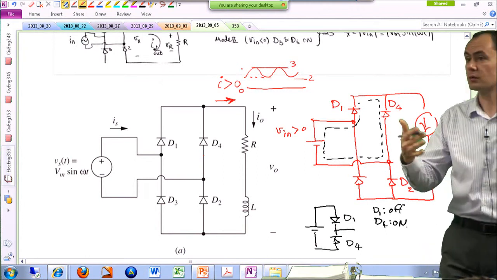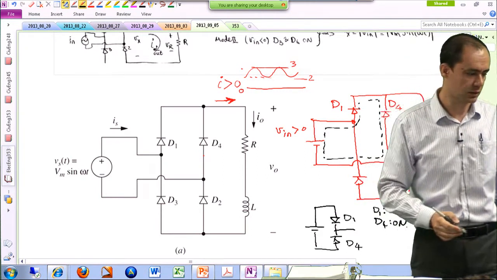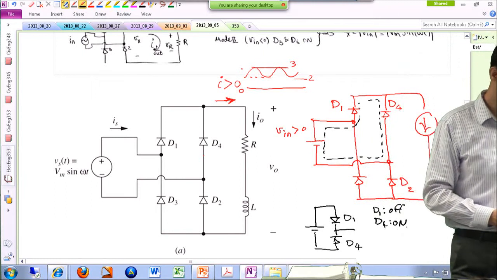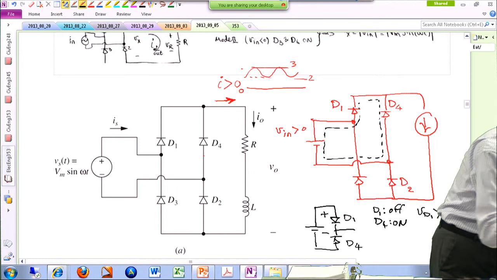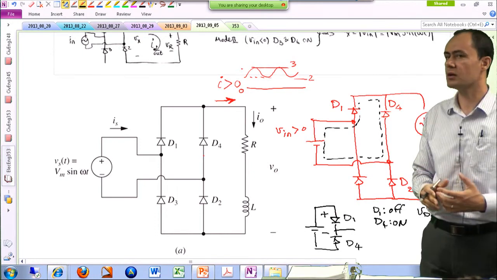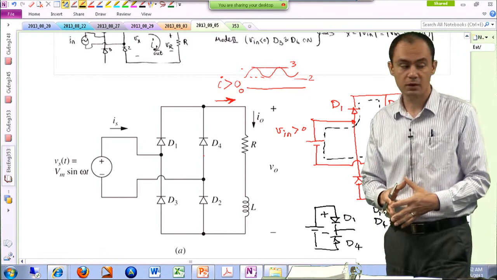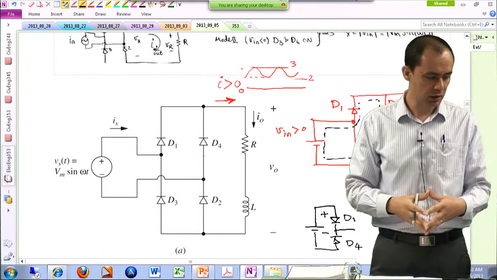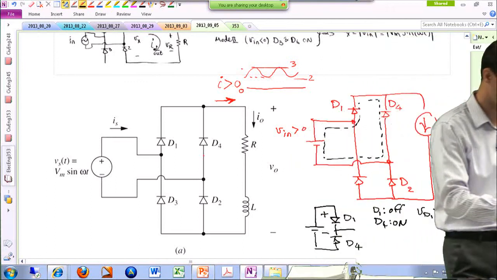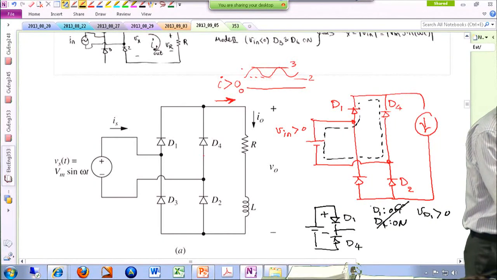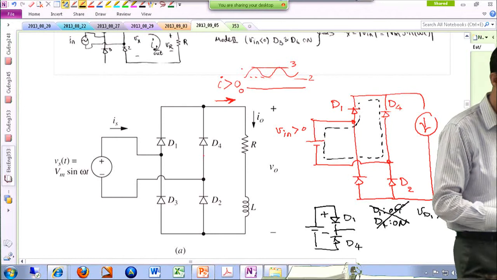Does that make sense or not? I'm trying to basically find out what happens to the diode. So if D1 is off and D4 is on, basically the voltage drop that you have from anode to cathode of D1 will be positive. So I just assume that I have a diode that is off, but at the same time it is blocking some positive voltage. That doesn't make sense, so this is not a good assumption. All right, so this doesn't happen.